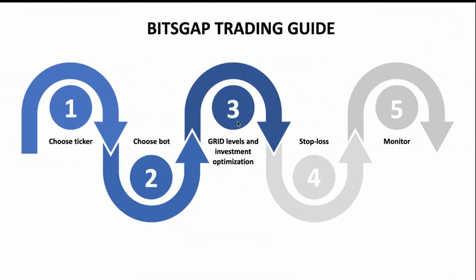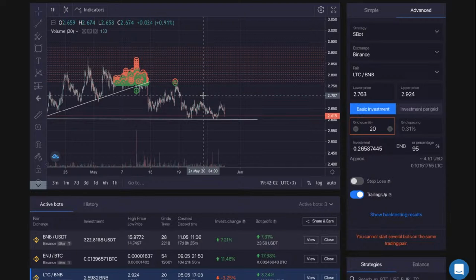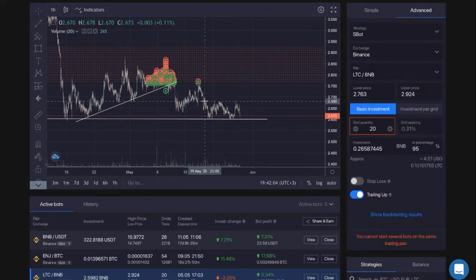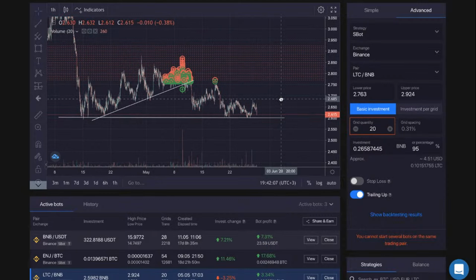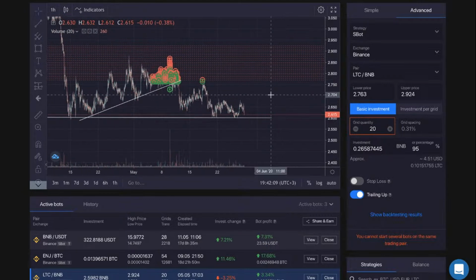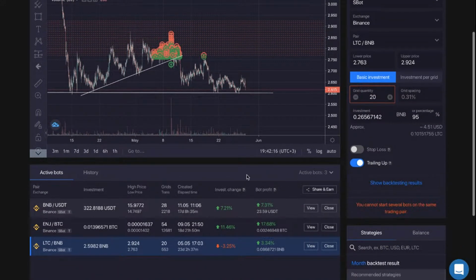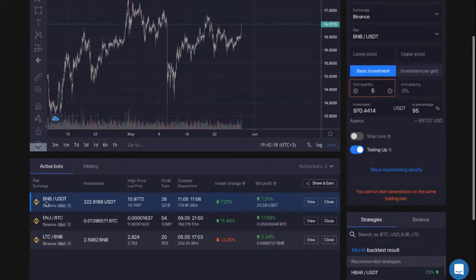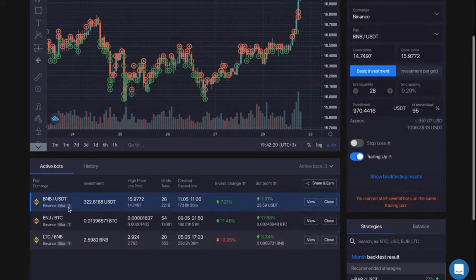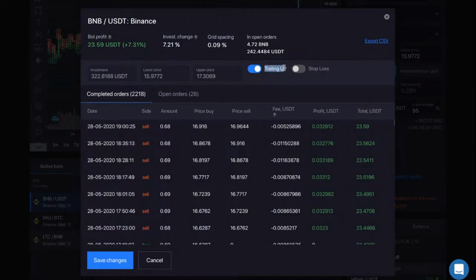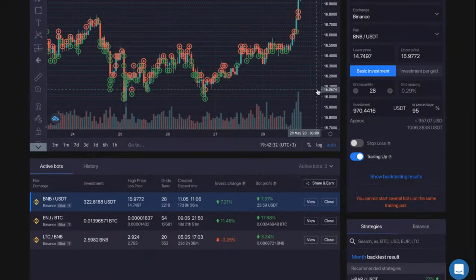So in order to maximize return on the sideways and on the upside momentum, you should apply the trailing up function. So what is the trailing up function all about? As you can see here on BNB, I have displayed the T letter, which stands for trailing up. So that means that at the time of initiation, I had my trailing up feature on.